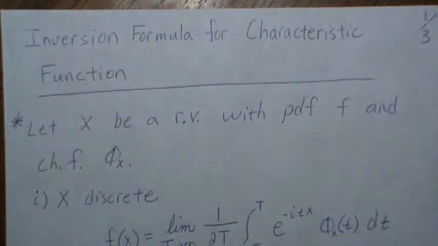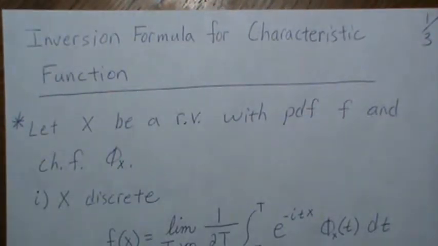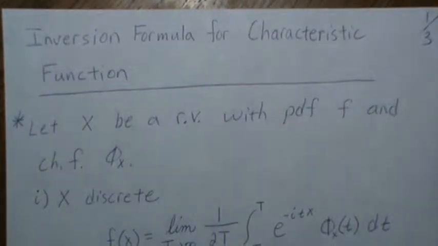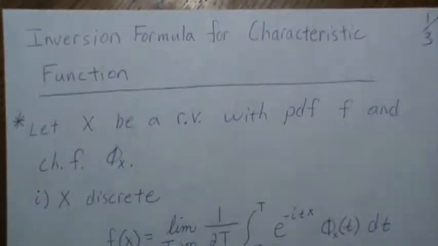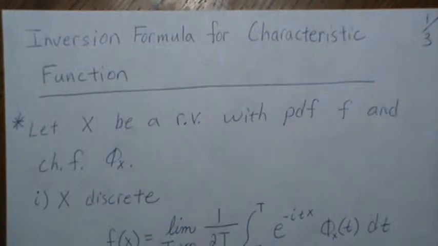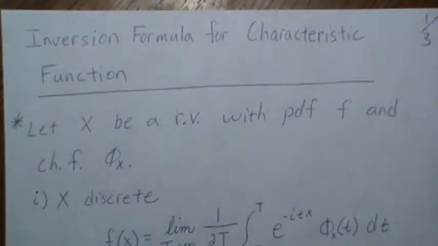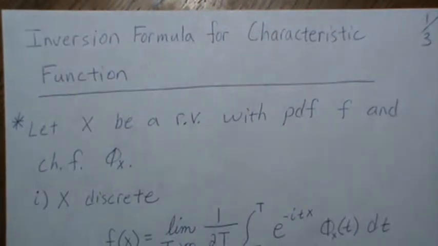Hello, in this video we're going to look at the inversion formula for the characteristic function. And what that means is if you know the characteristic function, how do you get back the PDF? If you know the PDF, then there's a specific formula to find the characteristic function, but there's a one-to-one connection. So if you know the characteristic function, you can get back the PDF.